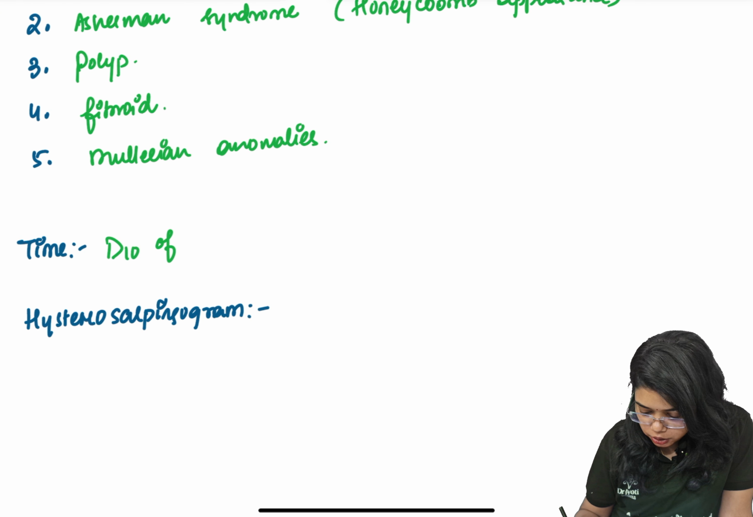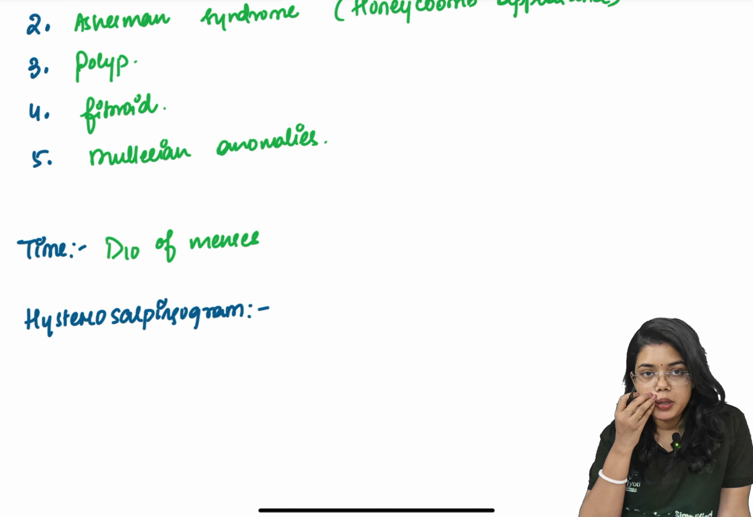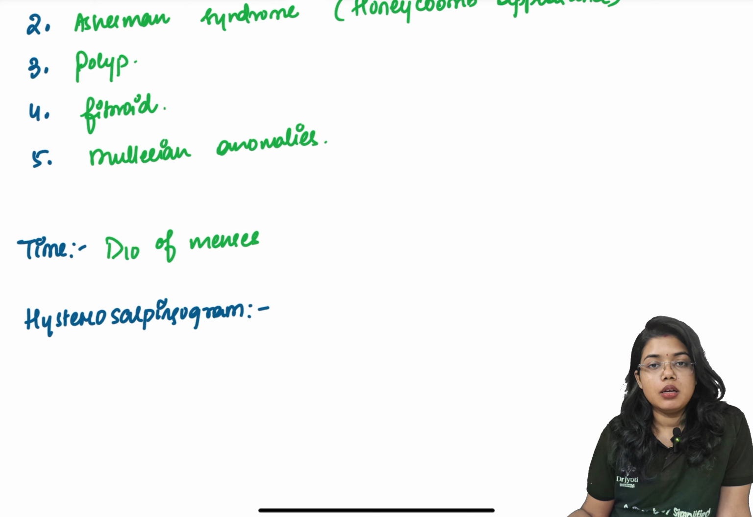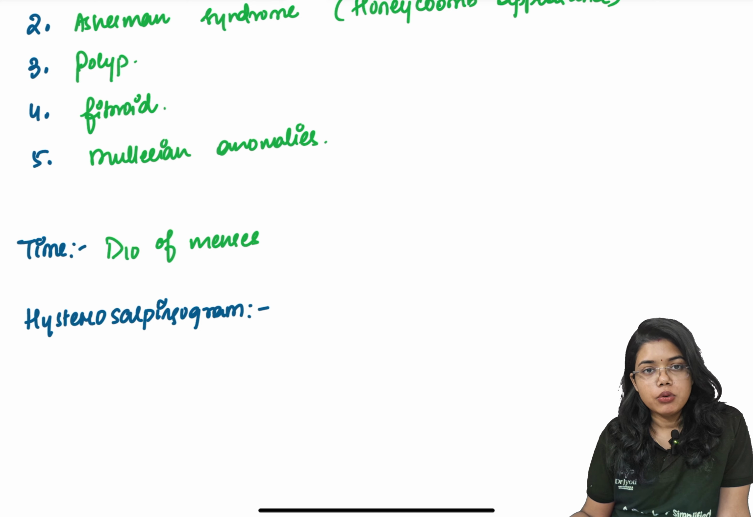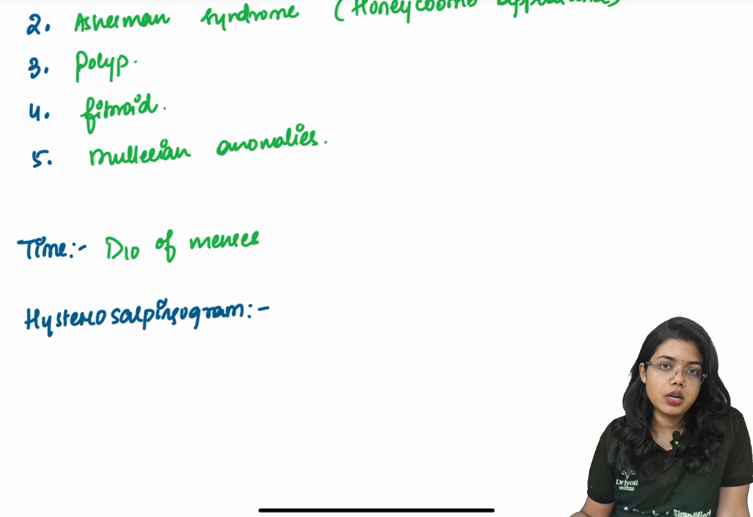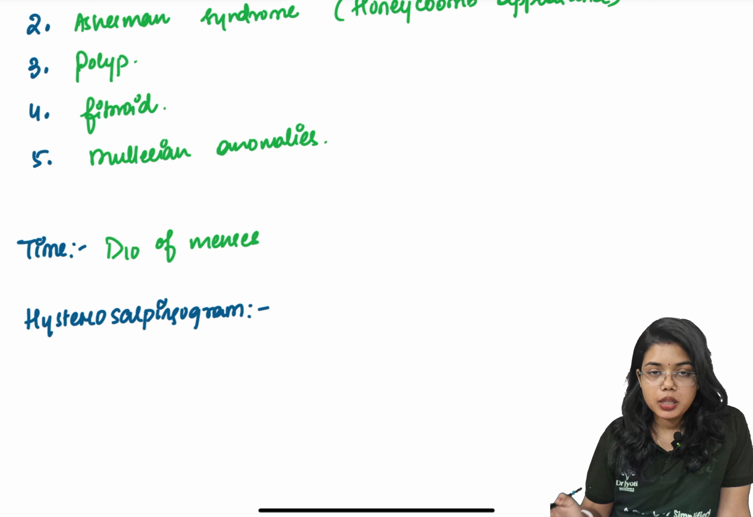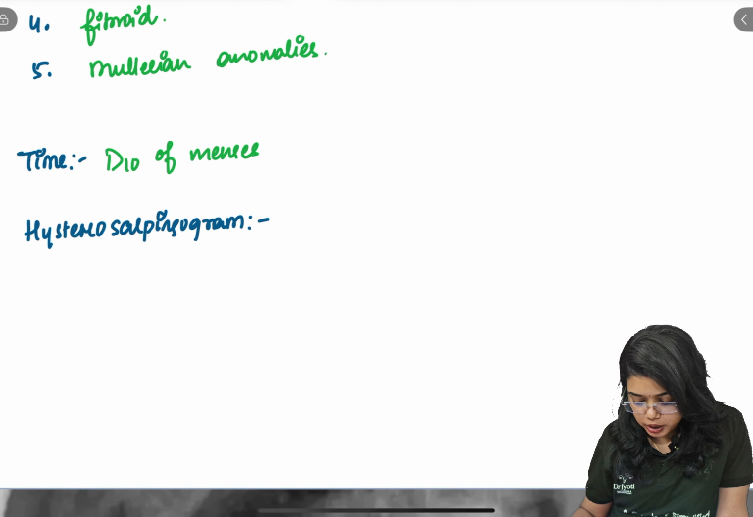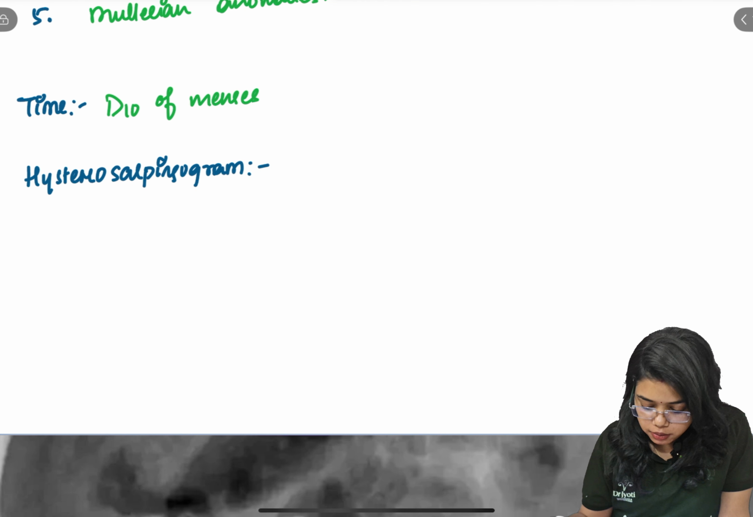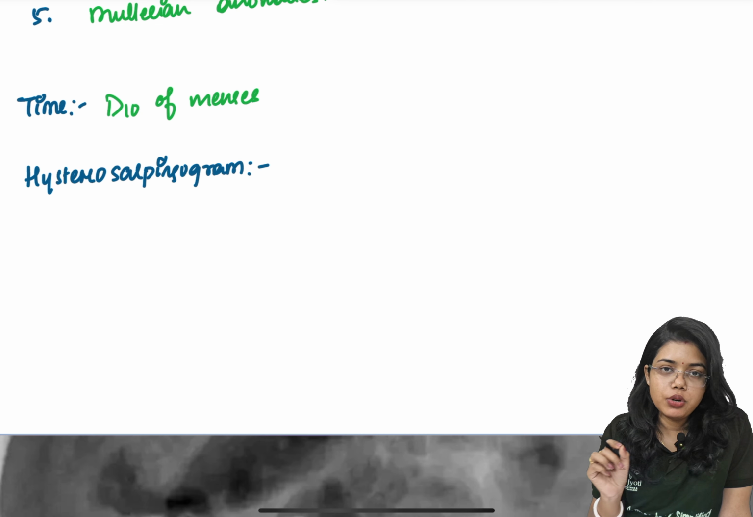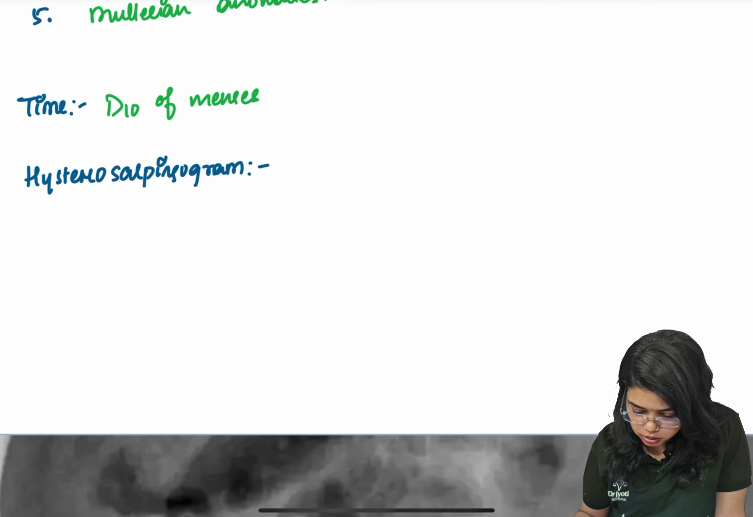At what time will we do it? The preferable time is day 10 of the menstrual cycle, because in the second half of the cycle there may be implantation of the embryo. By chance, if there is implantation and we do the HSG, the embryo will be destroyed and there will be implantation failure. So to prevent abortion or miscarriage, we do it in the first half of the cycle, from day 10 of the menses. The range is from day 7 to day 11 of menses.